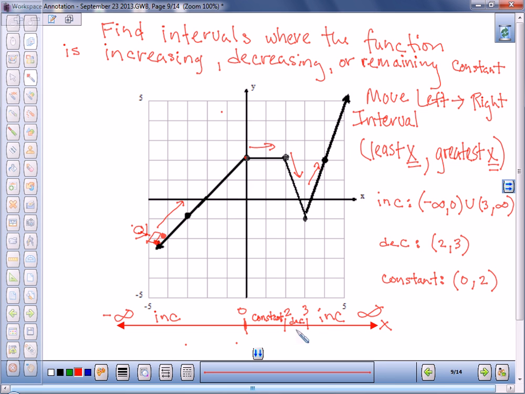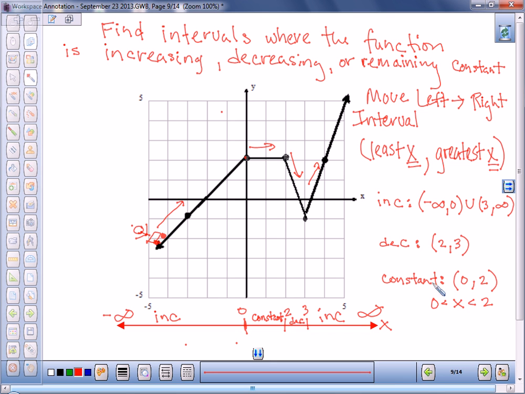Now, this is interval notation. It is not a point. Looks like a point if we just glanced at it, doesn't it? But this means over the interval from 0 to 2. Another way I could write this is like that. This function is constant from where x equals 0 to x equals 2.